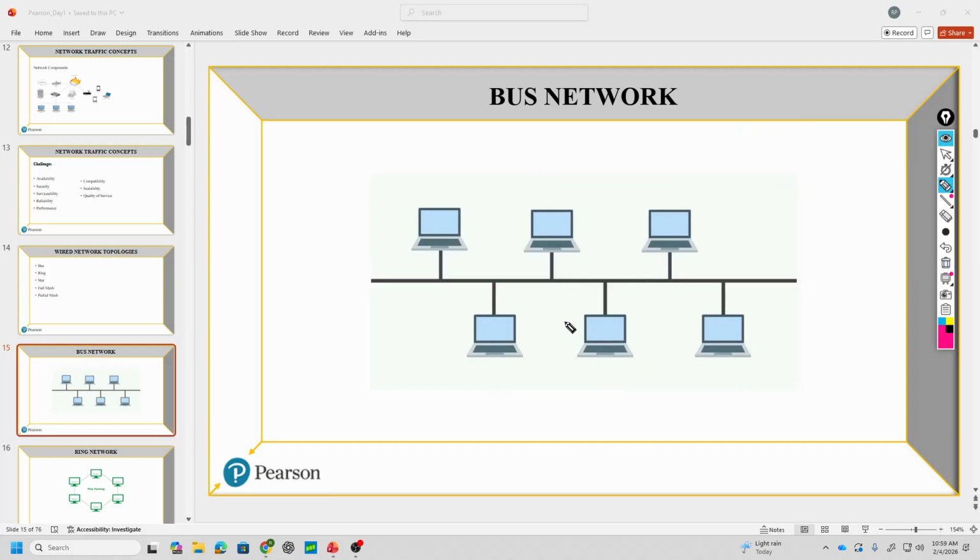Another problem we had is if there was a break in the line anywhere, then it breaks that line of communication. And again, these were half duplex, meaning we could either talk or listen. We could not do both. And so they were slow, they were cumbersome, and there were a lot of problems.